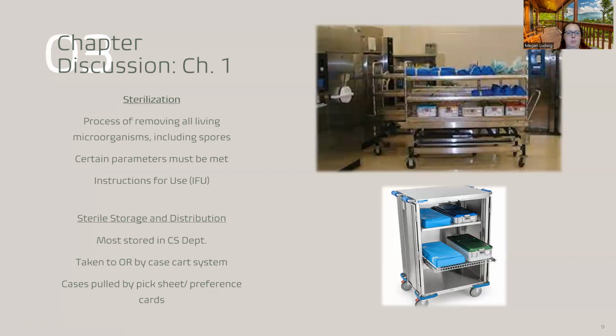And you might have the same case when, let's say, you're doing a craniotomy. We're going to cut into the head. You might have two different neurosurgeons, and their preference cards for that one case might be completely different. The surgeon might like this particular tray of instruments, while this one needs something different. So you're always going to be checking those, pulling whatever's listed on that preference card, and putting it into something like this case cart and sending it to the OR that way. Sometimes it's very full. Sometimes it's even stacked up on the top. Depends on the case.